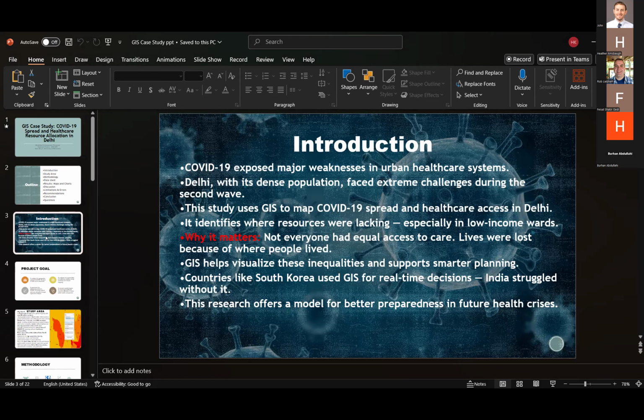During the second wave of COVID-19 in 2021, Delhi saw hospitals overwhelmed, oxygen shortages, and also poor emergency coordination. But something deeper was at play. Not everyone had the same access to care. This is where GIS comes in. GIS allows us to map, analyze, and understand the spatial patterns.